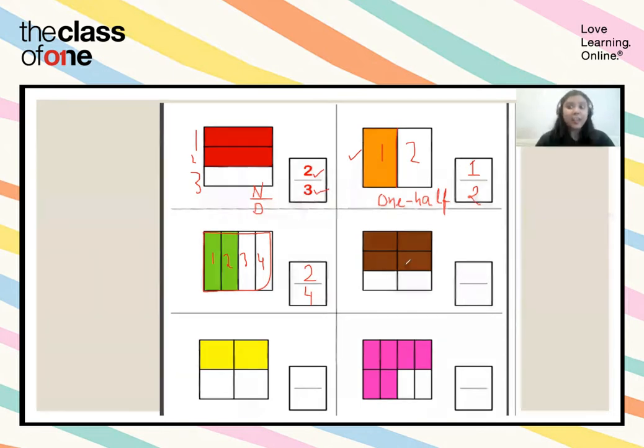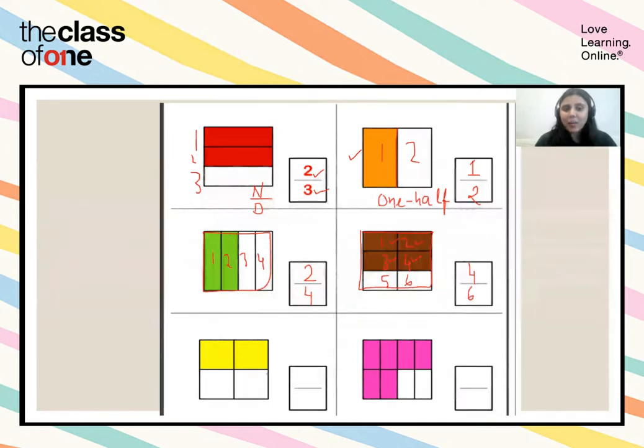Let's do the next question as well, which is colored in brown. This entire shape is divided into how many equal boxes can you see? 1, 2, 3, 4, 5, 6. So the bottom number is 6. And out of 6, how many parts are shaded in brown? 1, 2, 3, 4. So the numerator, or the top number, becomes 4. So what is the fraction being called? 4/6.